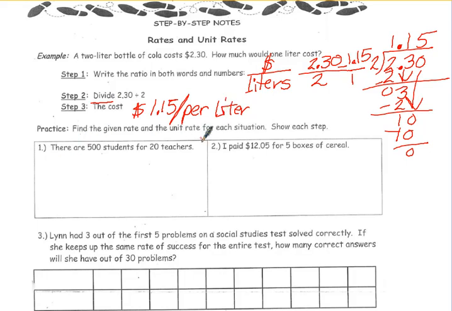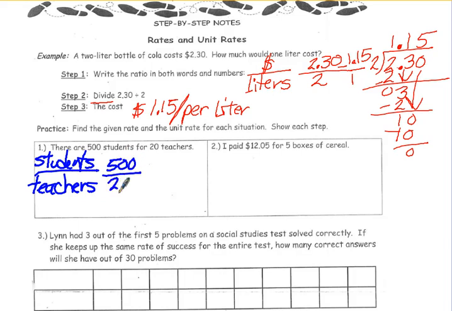Another practice, find the given rate and the unit rate for each situation. There are 500 students for 20 teachers. We are comparing students and teachers. Right now we know that we have 500 students for 20 teachers. Step 2, divide 500 divided by 20.